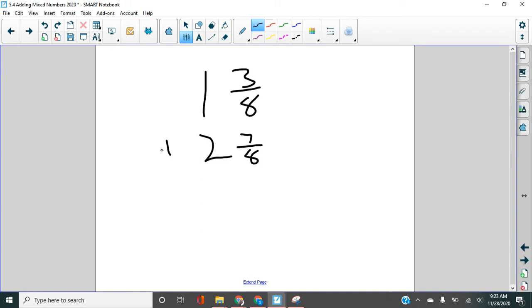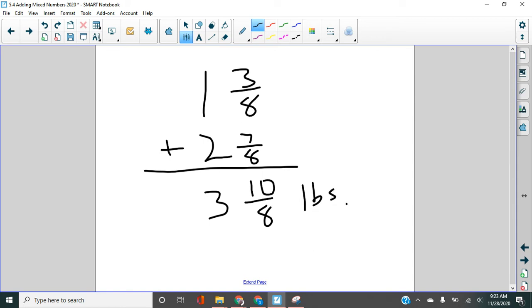Now, I just told you, which do I need to add here first? The whole numbers or the fractions? Add the fractions first. 3/8 plus 7/8 equals 10/8. Okay, and 1 plus 2 equals 3. 3 and 10/8. Now, and this is pounds.